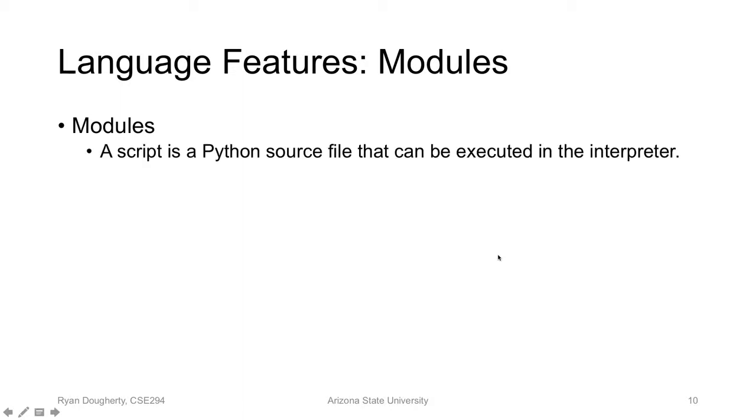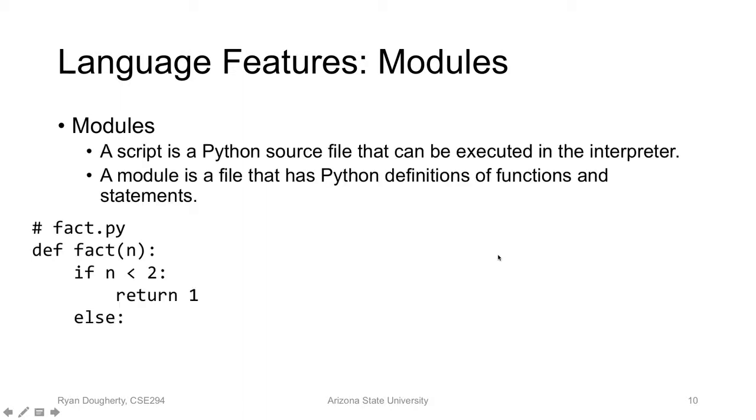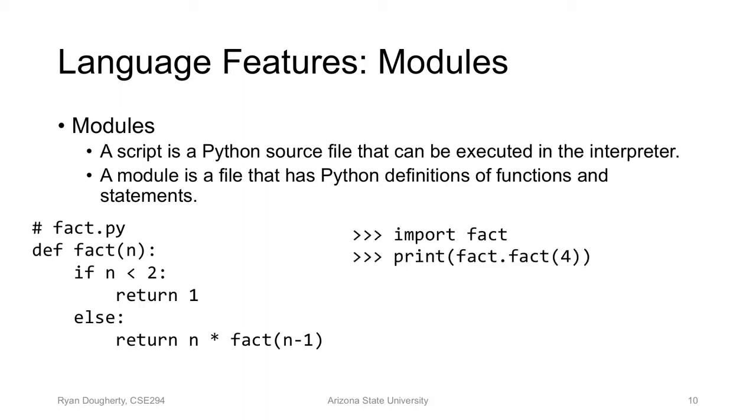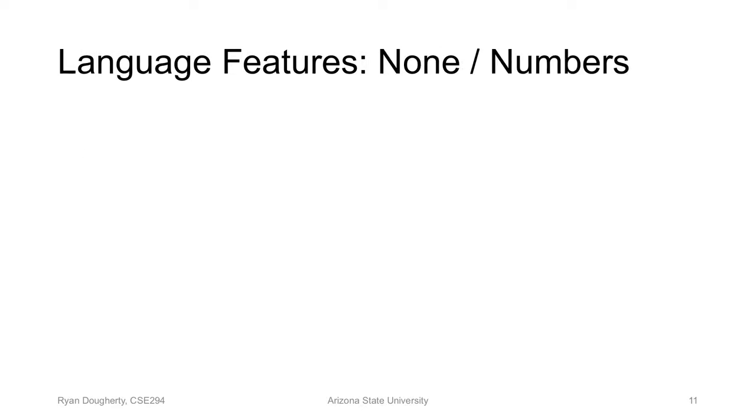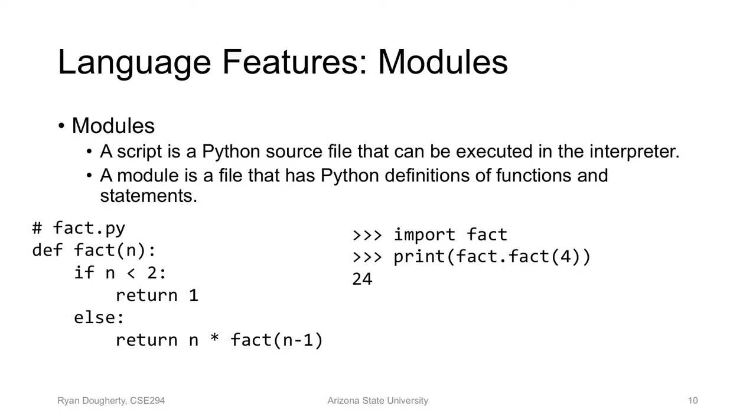Cool. So we covered modules. We had this factorial function. And we were able to import that particular module, call a function on it, pass in an argument, get the result from it, just as we wanted to.